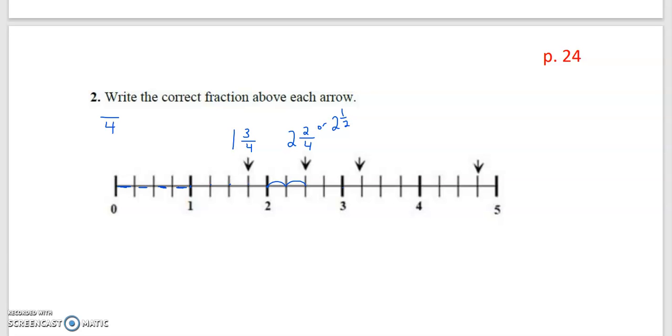For our next one, the arrow is over here, so we're going to go to 3, and it's 1 space over, so it's 3 1/4. And for our last arrow, we're way down here, so we start at the 4, 1/4, 2/4, 3/4. This is 4 3/4.